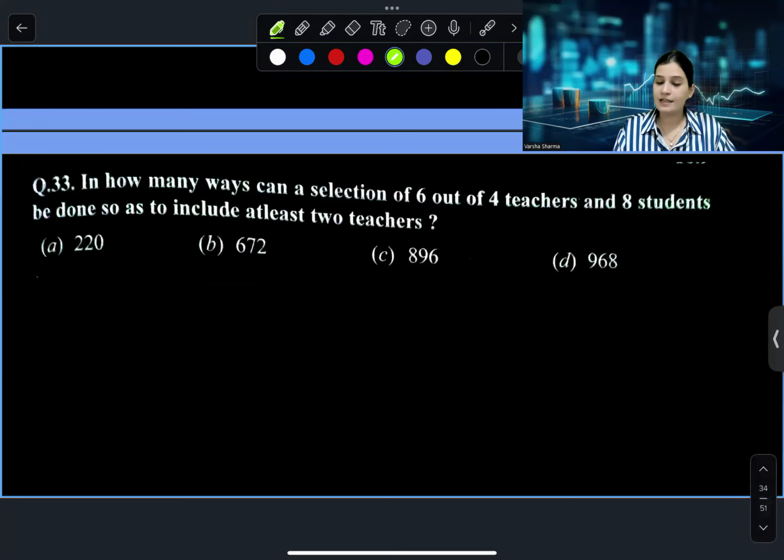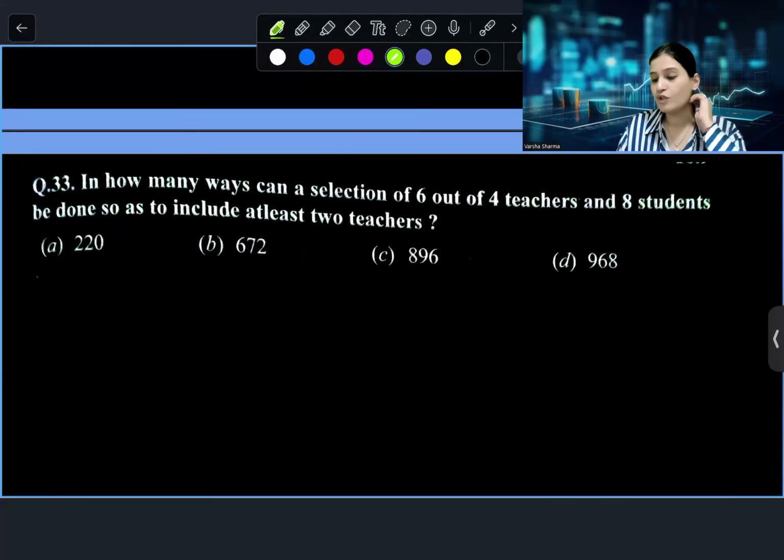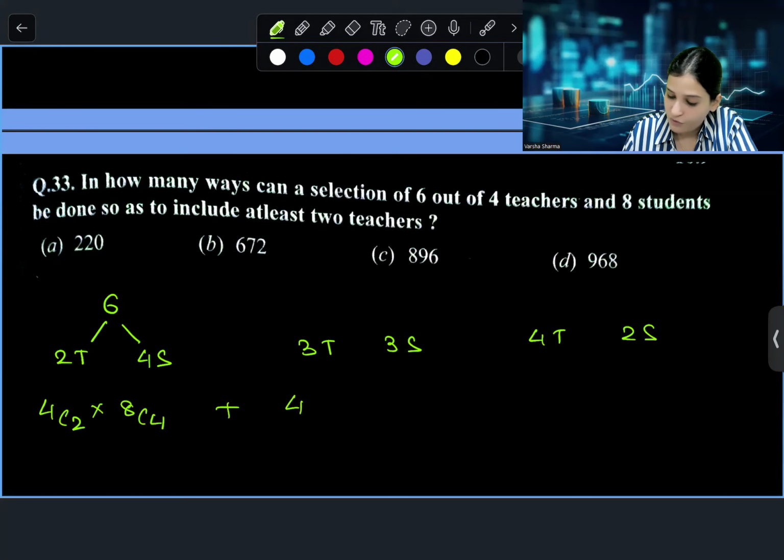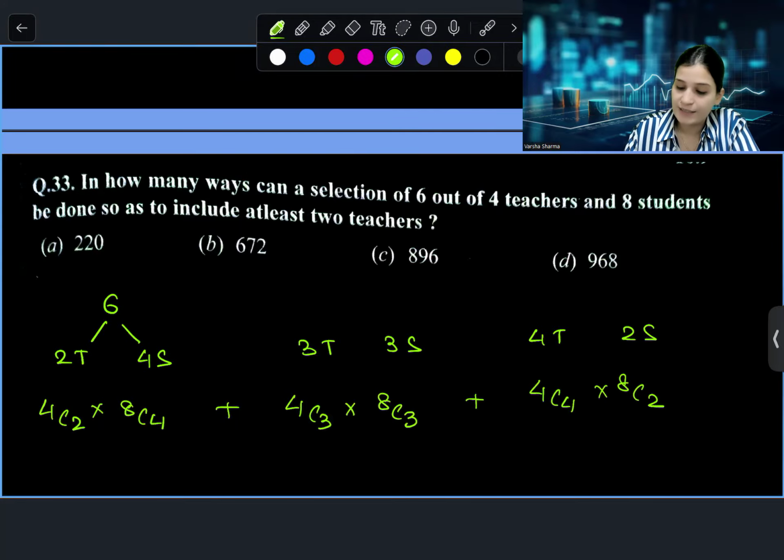In how many ways can a selection of 6 out of 4 teachers and 8 students be done, including at least 2 teachers? So out of 6, I can have 2 teachers and 4 students, 3 teachers and 3 students, 4 teachers and 2 students. So 2 teachers, 4C2 multiplied by 8C4, 4C3 multiplied by 8C3, 4C4 multiplied by 8C2. Answer 672.